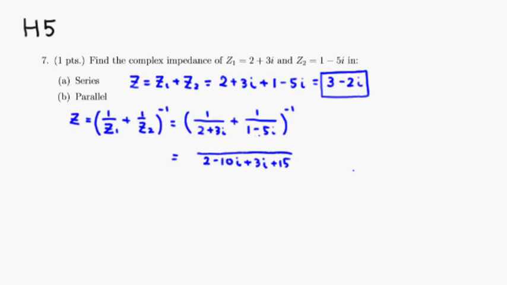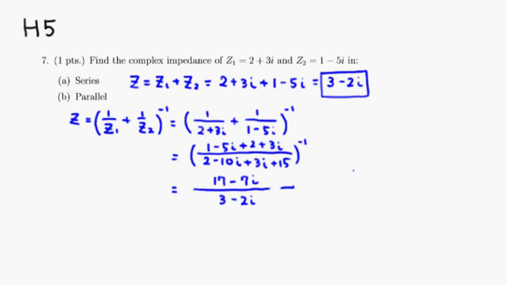Then we have to multiply 1 by 1 minus 5i, so 1 minus 5i plus 2 plus 3i, because I multiply 1 by 2 plus 3i. Then we have to take the reciprocal of this, so I'm going to do the reciprocal and simplify at the same time. Put it on top: 2 plus 15 would be 17, minus 10i and the 3i, so it's going to be 7i. And on top, 1 plus 2 would be 3, and negative 5i plus 3i would be negative 2i.